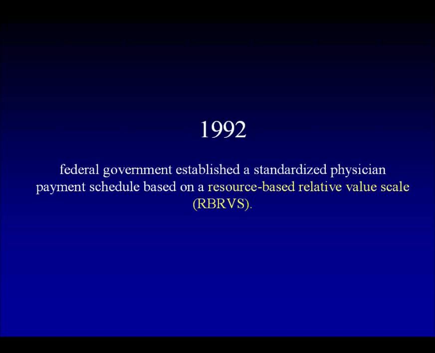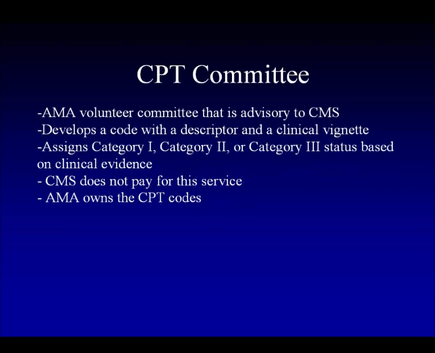But in 1992, the federal government established a standardized physician payment schedule called the Resource-Based Relative Value Scale. And in order to come up with these resource-based values, a CPT committee was formed, which is a volunteer committee from the AMA that advises CMS, and it develops codes with descriptors and clinical vignettes, and will assign a category to them, Category 1, Category 2, Category 3, where they are either well-established or experimental. Surprisingly, CMS does not pay for this, and it's a completely, as I said, volunteer committee.